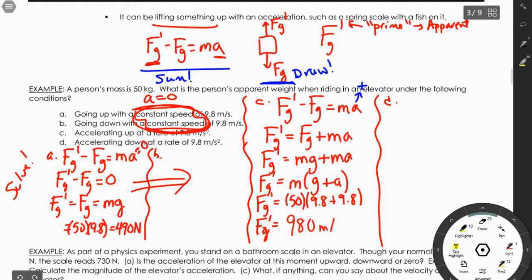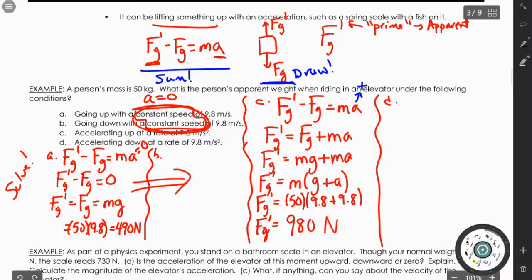Not meters per second squared, sorry, it'd be newtons, right? Because force is measured in newtons, okay? So our apparent weight, if we're going at the same free fall acceleration, would be 980 newtons, right? So if I'm accelerating in the same direction as my velocity, I'm going to feel heavier. It's going to push down on me more, okay?